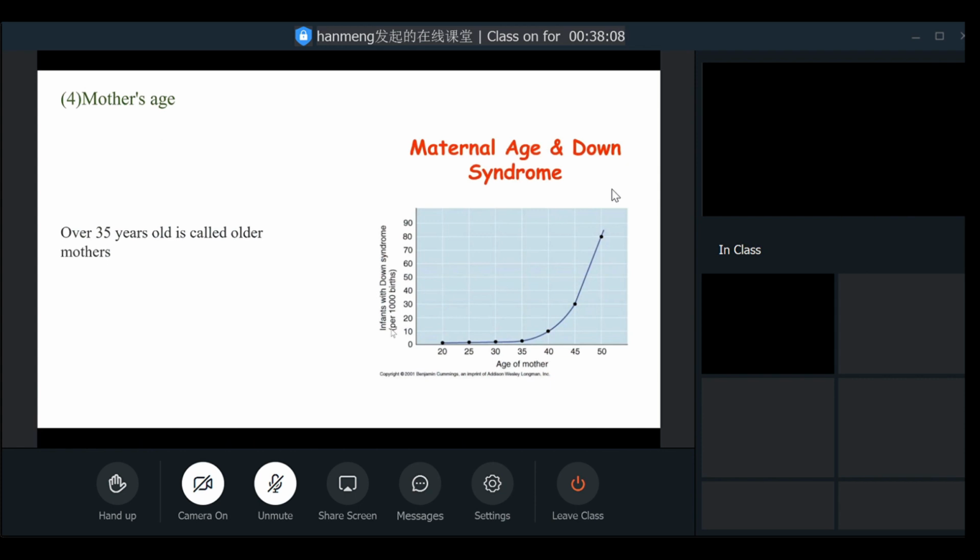This picture shows the maternal age and the Down syndrome. The Down syndrome, also known as the trisomy 21, is because the patients have one more chromosome 21 in their body.